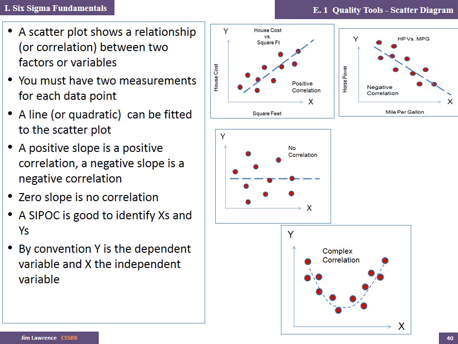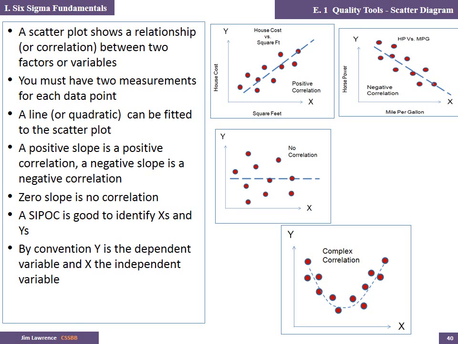Now, a scatter plot is another basic quality tool. It's the tool that begins us down the path of regression analysis, or understanding linear relationships between variables. A scatter plot shows the relationship between two factors or variables. You must have two measurements for each data point, an x and a y.